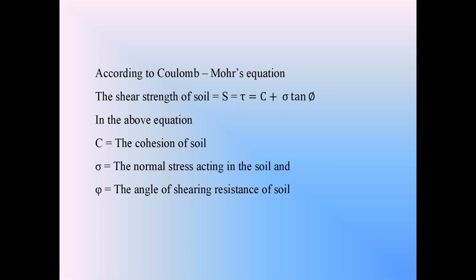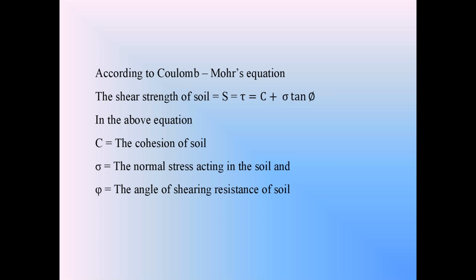In terms of effective stresses, according to Terzaghi, you can also apply the effective stresses in this Mohr-Coulomb equation. According to Terzaghi's consideration, the shear strength S is equal to or tau is equal to C dash plus sigma dash into tan phi dash. That is this equation in terms of the effective stresses. So the Coulomb-Mohr equation for the shear strength of soil is S is equal to tau is equal to C plus sigma tan phi. C is called cohesion of soil, sigma is the normal stress acting in the soil, phi is the angle of shearing resistance of soil.